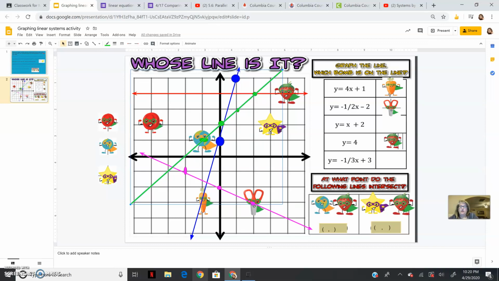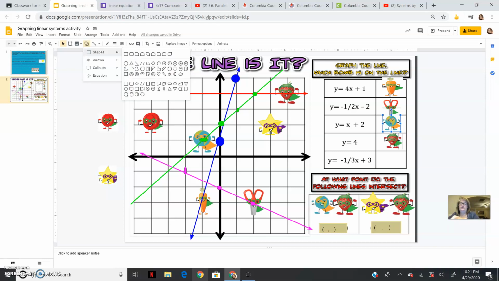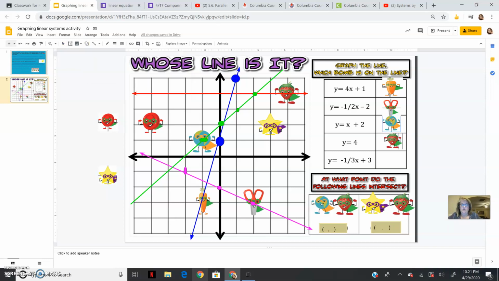All right, and so it goes through the little world guy, so we're going to move him over to here. All right, so there's more than one, and we only have one equation, so you're going to have one left over, okay? So negative 1/3 x plus 3, which means you're going to go down 1 and over 3, but start at 0, 3. So we're going to start at 0, 3, positive 3.